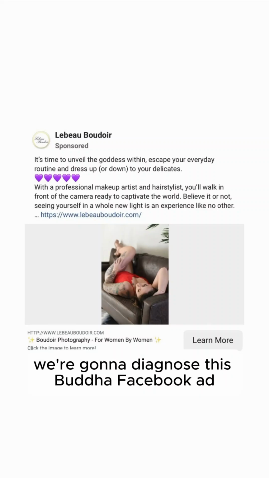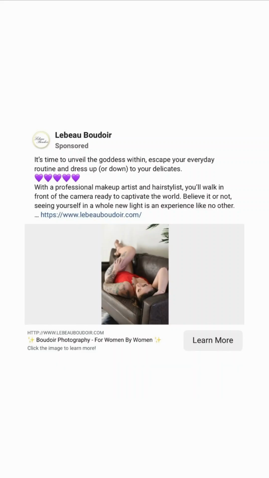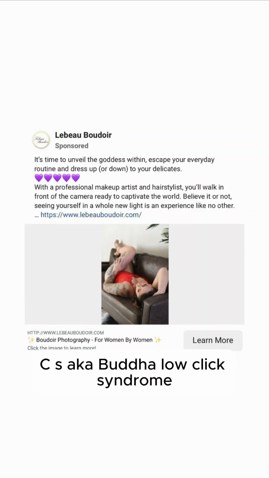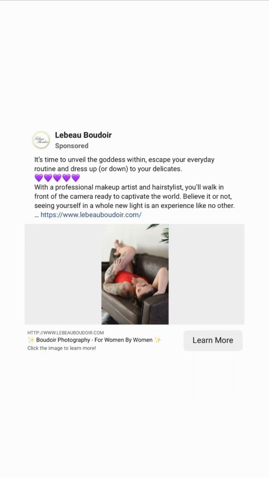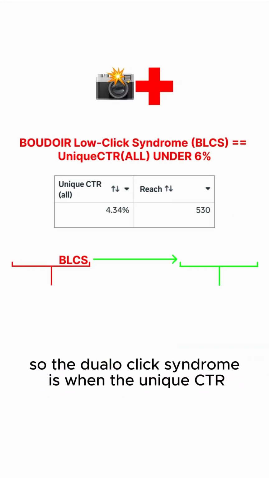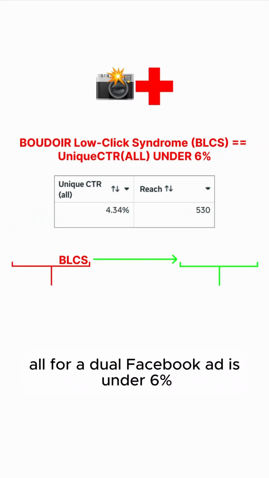All right, y'all, we're going to diagnose this Boudoir Facebook ad, see if we believe it has BLCS, aka Boudoir low click syndrome. So, Boudoir low click syndrome is when the unique CTR all for a Boudoir Facebook ad is under 6%.